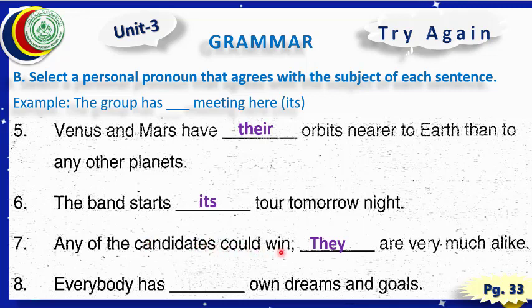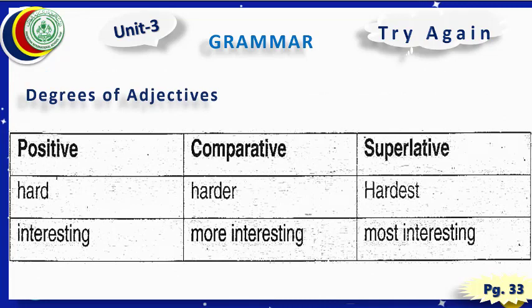Any of the candidates could win. They are very much alike. Yes, we are talking about the candidates. They are several. Therefore, here will be plural. Everybody has his, her, both are correct, own dreams and goals. Yes, students, I think you have got the idea to do that exercise. This is the next one.